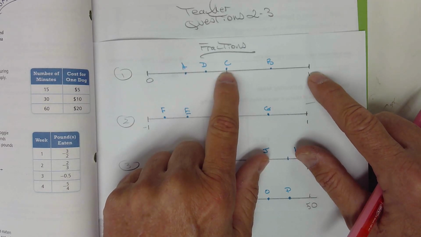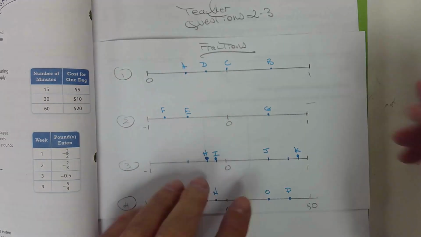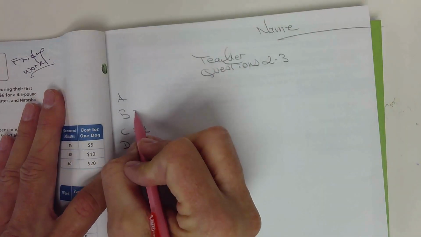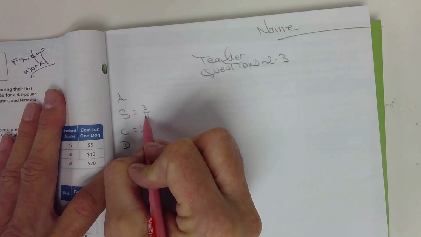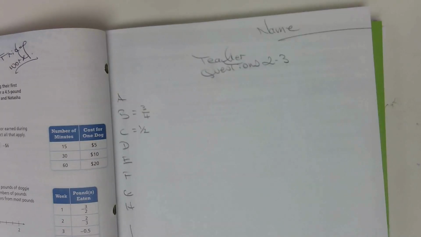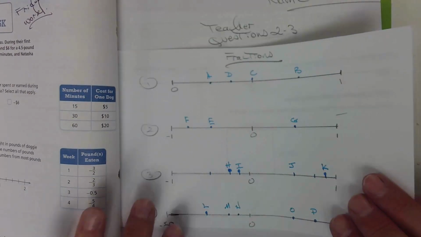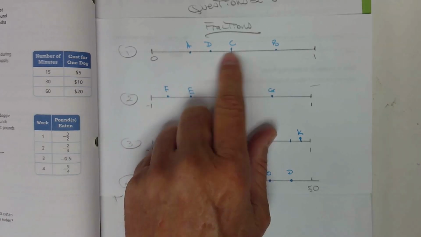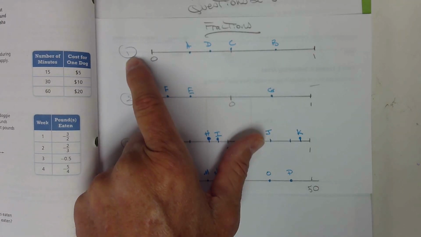Miss Daly, what do you think? 3/4. Yeah, 3/4. So you'd go over here to B, and you'd put 3/4. So there's a couple of them done for you. That's what I'm looking for. But let's go back and look at the rest of these number lines. So that'll get you going on number line number 1.